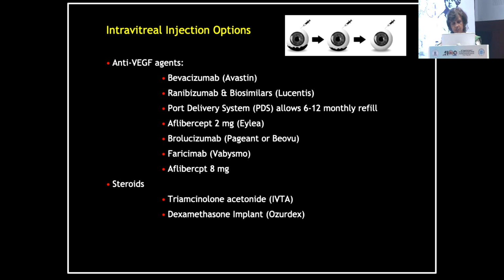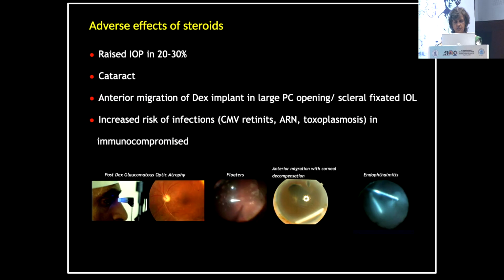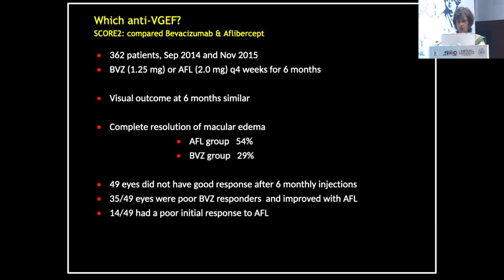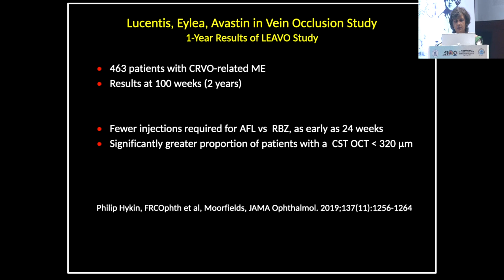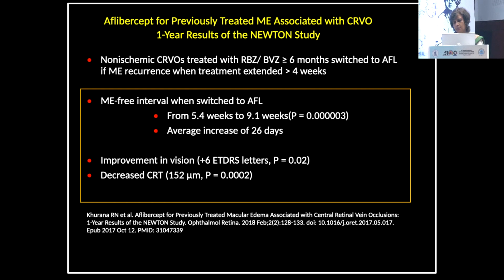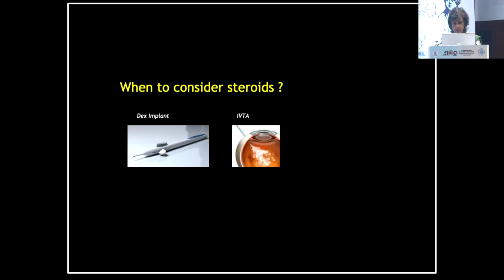Treatment is anti-VEGF injections, and this is the list that is now available, and steroids, 2 of which are available. Anti-VEGF injections are the first line of management because steroids have these 2 major complications, raised IOP and cataract. Which anti-VEGF? Well, there are many studies done recently. The SCORE study, the LEVO and the Newton study. All of these comparing aflibercept to ranibizumab and bevacizumab and finding that aflibercept gives superior results in terms of efficacy and duration of action, reducing the treatment burden significantly.